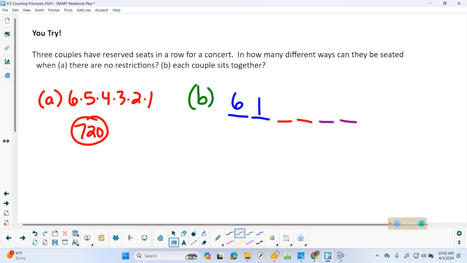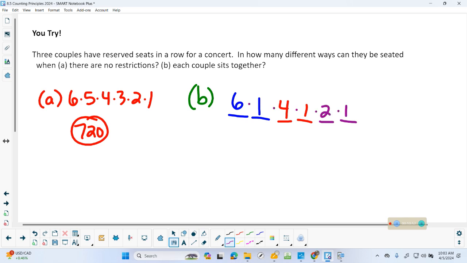Now, how many kids do I have to pick from for the next couple that are left? 4. So let's say I pick, I don't know, Sophie. She has to sit by her significant other. How many kids to pick from? 1. Got it. How many left to pick from? 1.